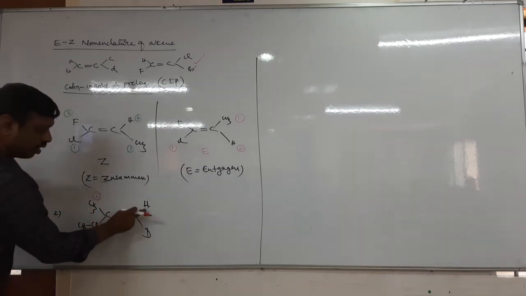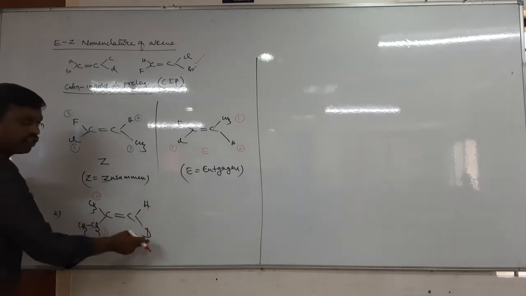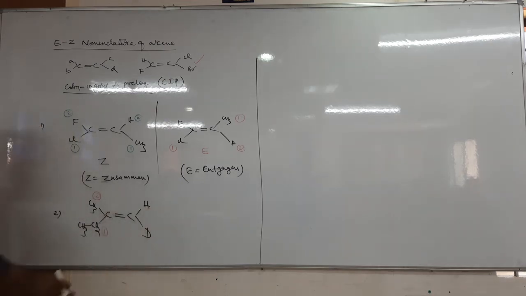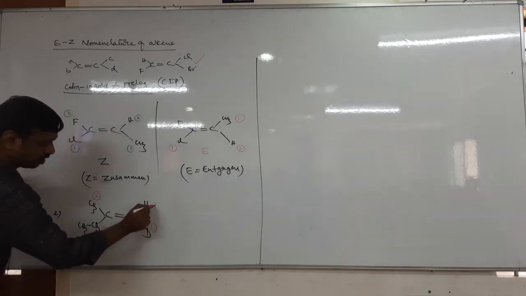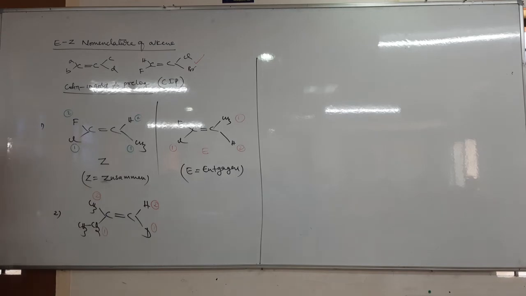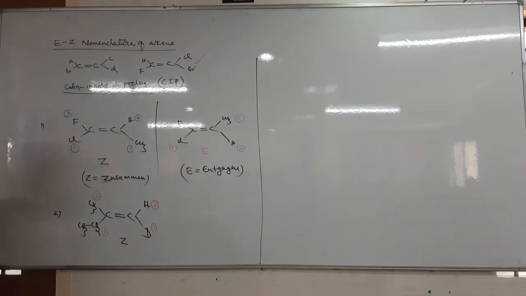Next, here hydrogen and deuterium. Take the atomic number or atomic mass. The atomic number is the same, H and H. Atomic mass: deuterium is 2, hydrogen is 1. Therefore, this is 1, it is 2. Now tell me, the same priority groups are on the same side. Therefore, it is Z. This is the second rule. That means if the double bonded carbon atom is attached to the same atoms, then take the next atom for the priority. That is the second rule. Third rule.